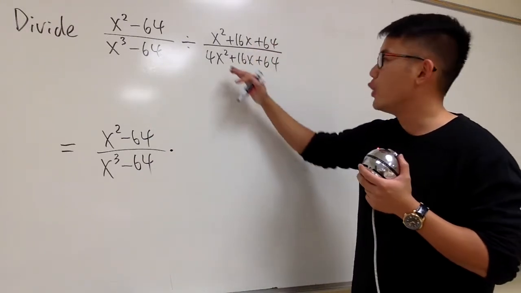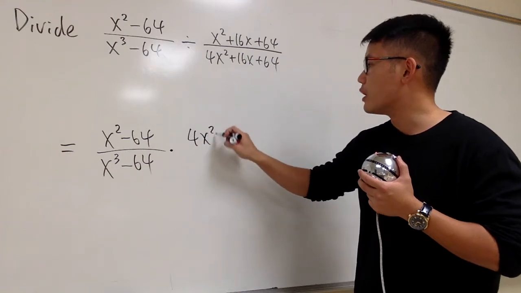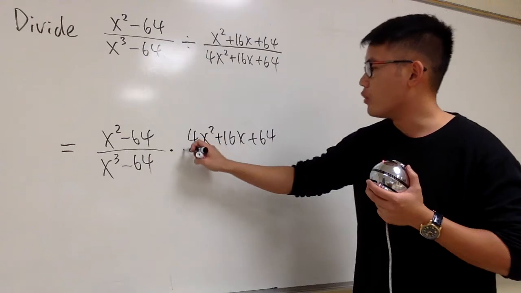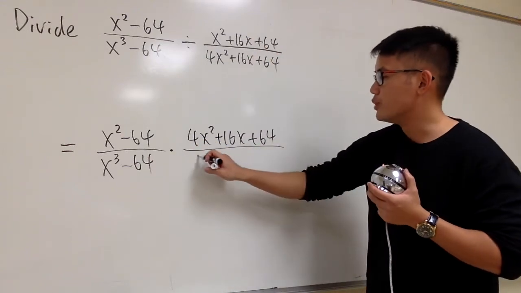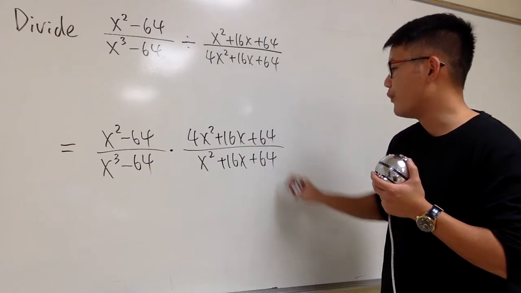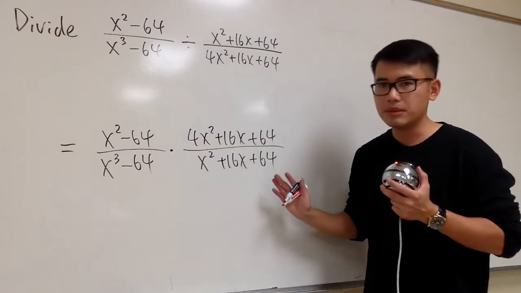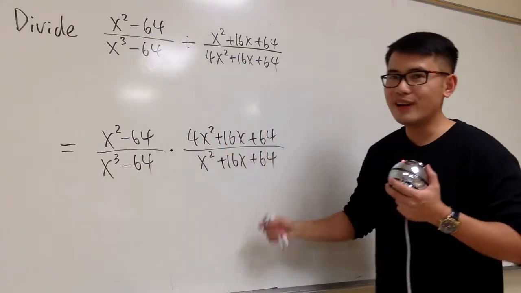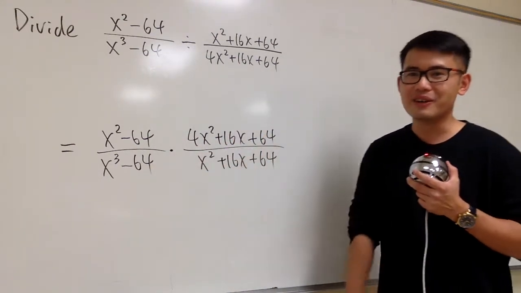On the top, we will have 4x squared plus 16x plus 64, all over that on the bottom, which is x squared plus 16x plus 64. See, they all look very similar. And now let's get to work. Factor, factor, factor, factor, and then cancel, cancel, cancel, cancel, right?